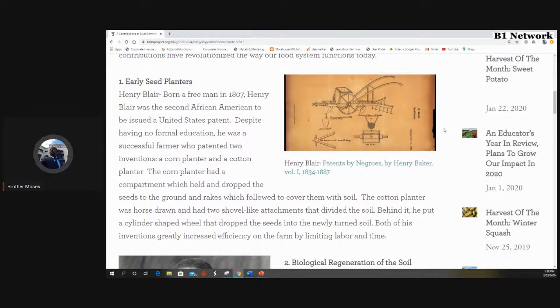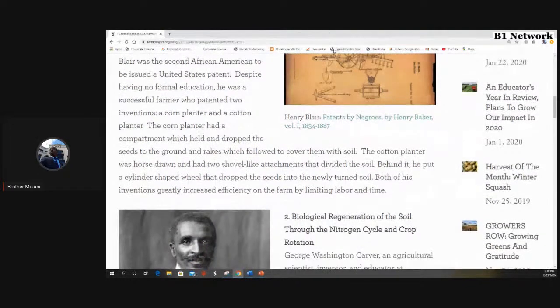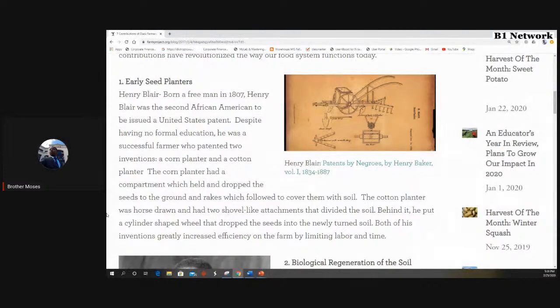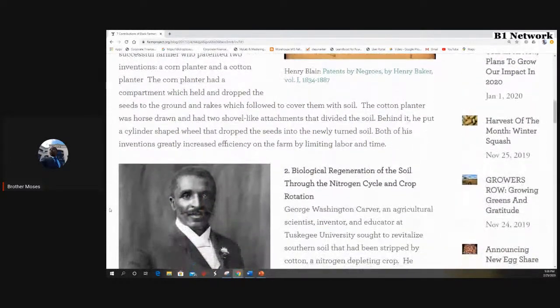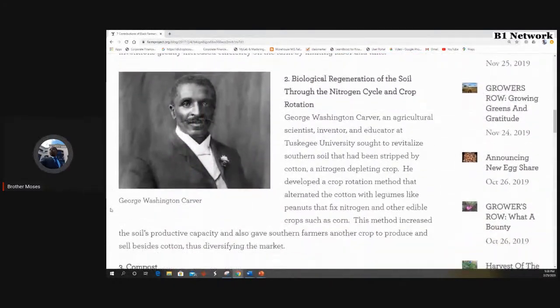George Washington Carver, then being also significant, was crop rotation and teaching them about soil, and that in these rows of cotton or of corn that you dug with this still invention, every so often you got to switch it up. You got to switch up which seeds you're planting in those rows. So George Washington Carver, biological regeneration of the soil through the nitrogen cycle and crop rotation.